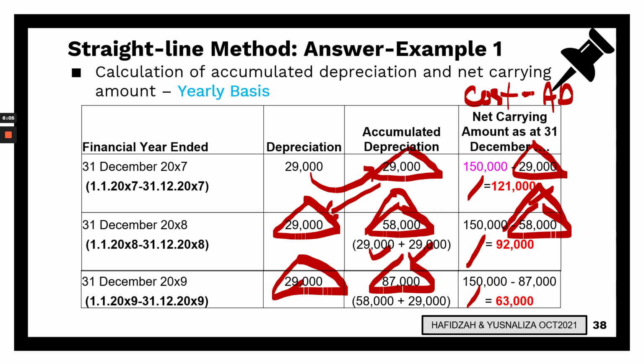Only that in the third year you now have depreciation which is 29, but the accumulated depreciation has grown to become 87, right? And because of that, the net carrying amount has reduced to 63. So in the later years, the net carrying amount becomes lesser.